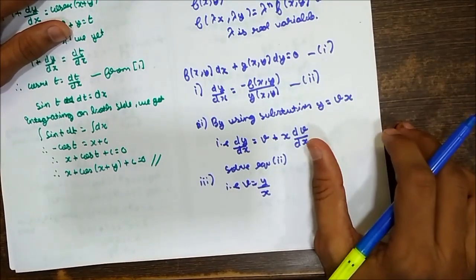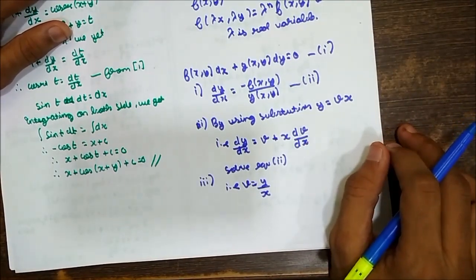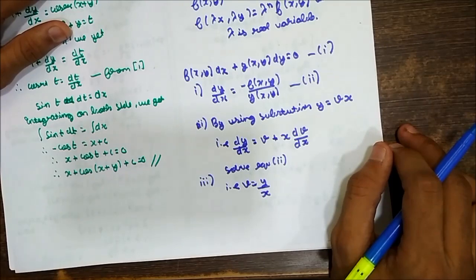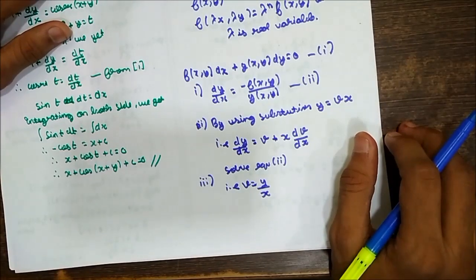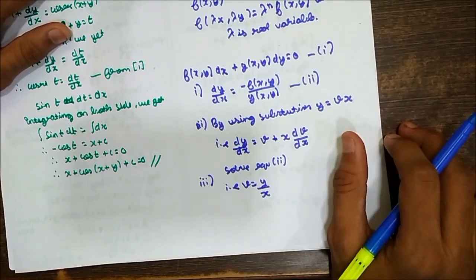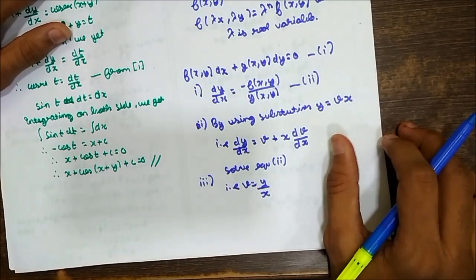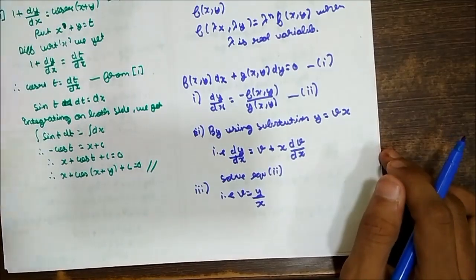Please note, if the differential equation is in the form dx by dy is equal to f of (x, y), where f of (x, y) is a homogeneous function of degree 0, we use the substitution x is equal to vy and proceed as usual. Please take note of it.